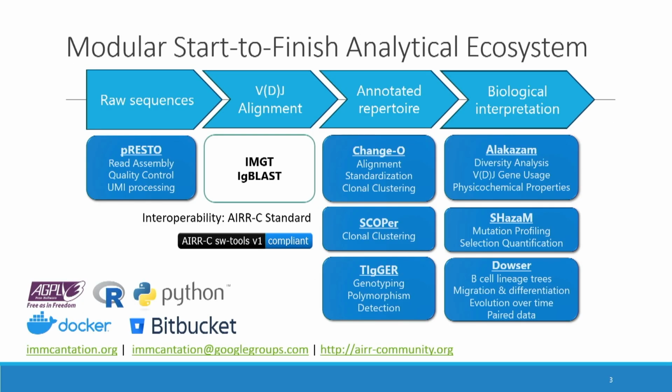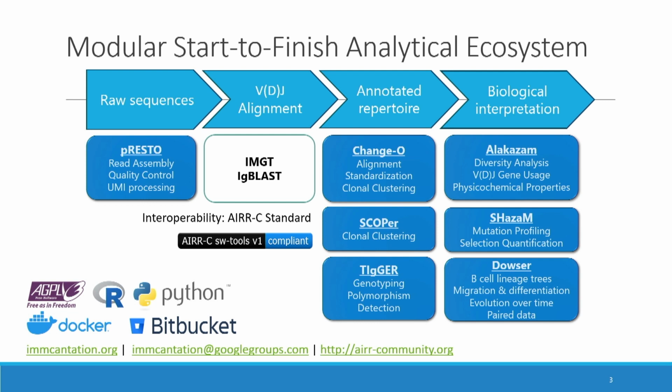Immcantation is a modular ecosystem, so we currently are composed of 7 different core packages that handle different aspects of the functionality, and I'll step through some of those key packages in the later part of this presentation. But just to point out that what makes this all work is the AIRR community data standard. We are fully compliant with AIRR community standards, and that's what allows the tools to talk to each other, and that's what allows our tools to also talk with other methods.